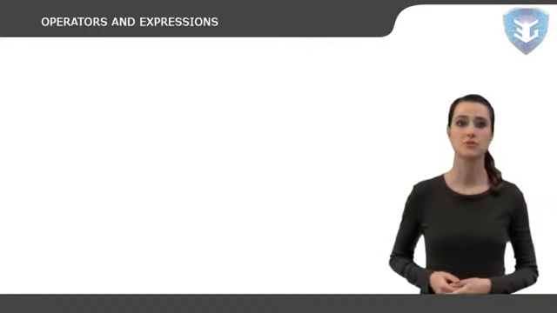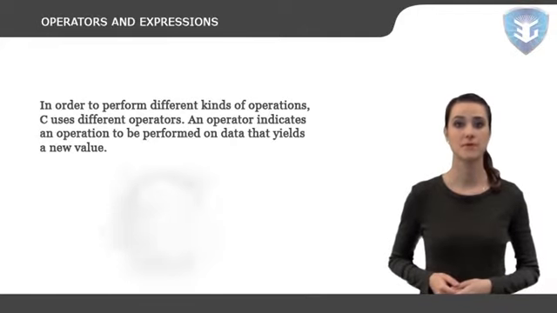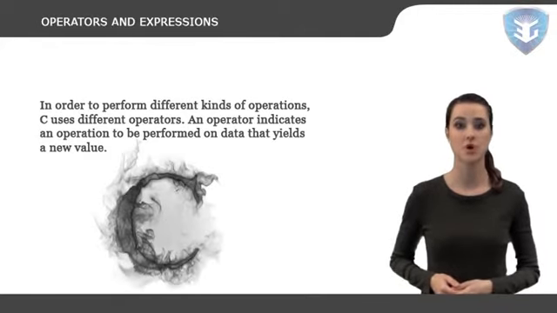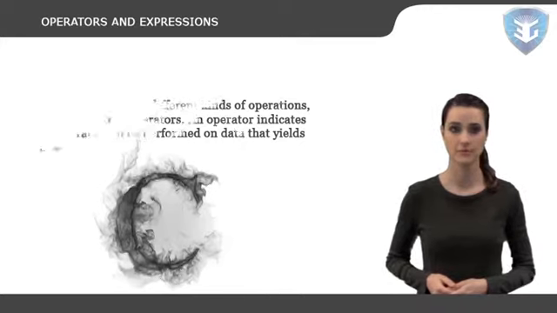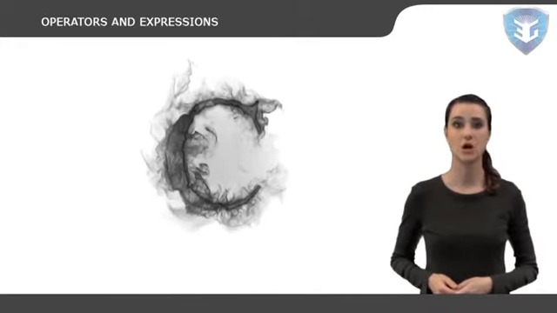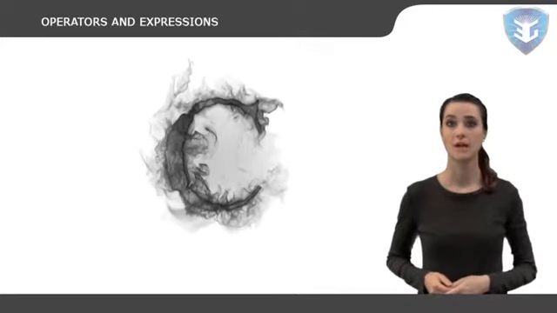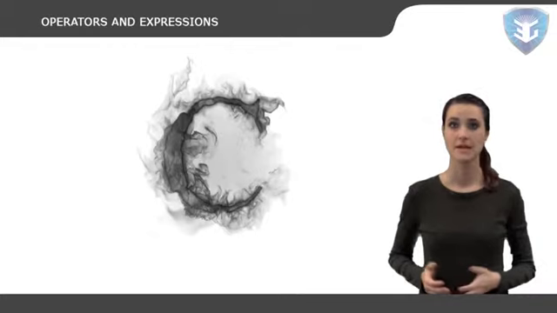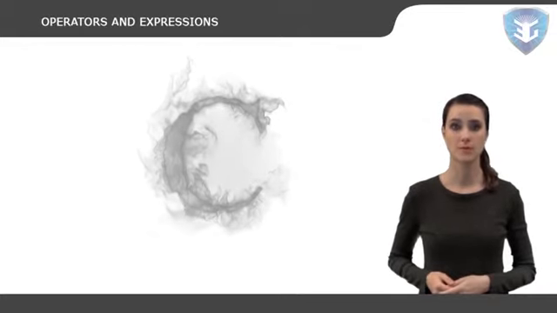Let's start with a brief introduction to operators and expressions. In order to perform different kinds of operations, C uses different operators. An operator indicates an operation to be performed on data that yields a new value. Using various operators in C, one can link the variables and constants. An operand is a data item on which operators perform operations. C is rich in use of different operators.